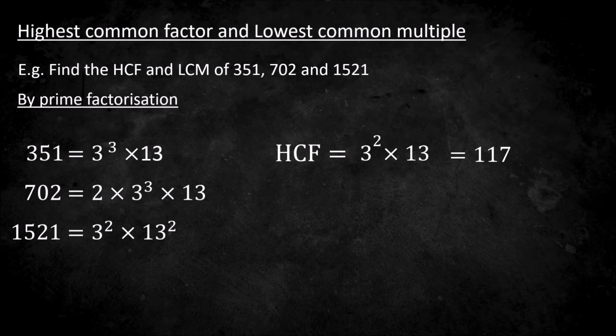To find the lowest common multiple, identify all the prime factors for the 3 numbers. The lowest common multiple is the product of all the prime factor with the highest index.